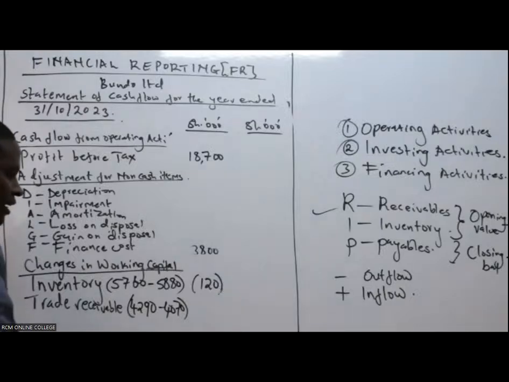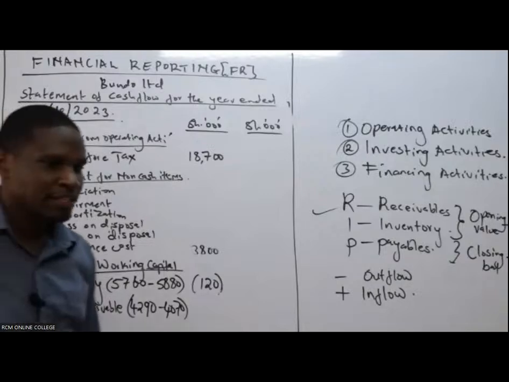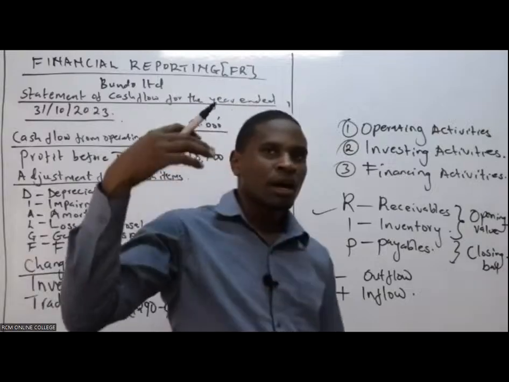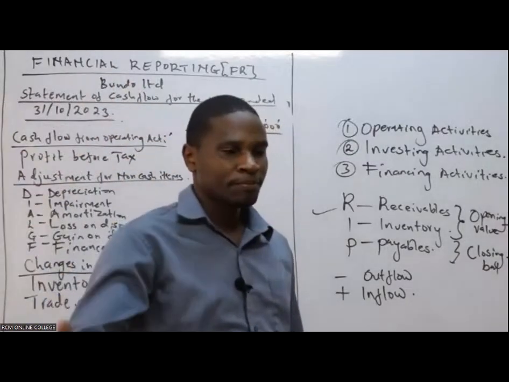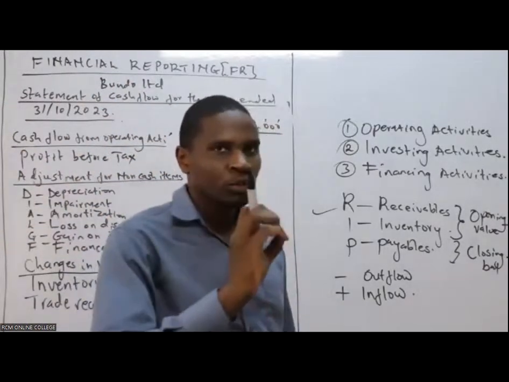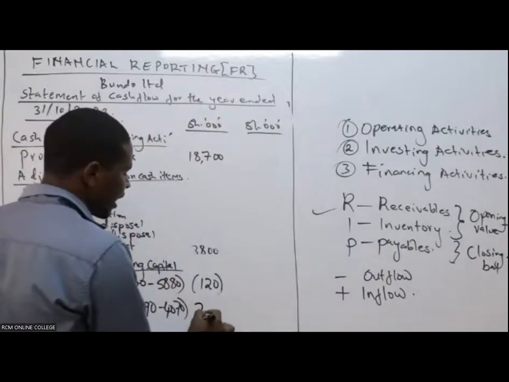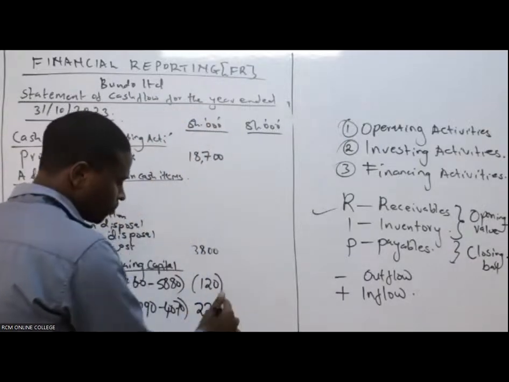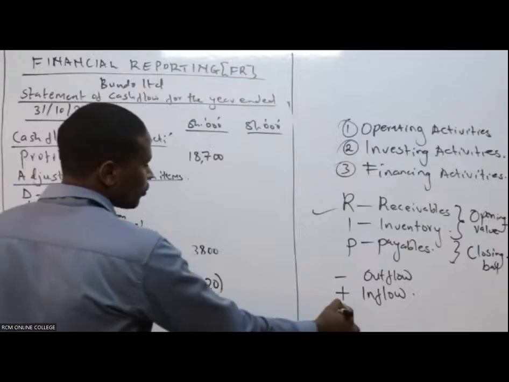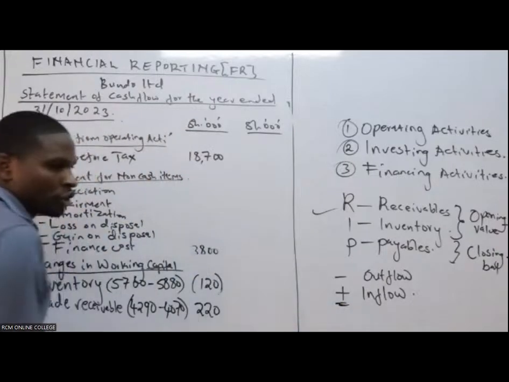4290 minus 4070. Sio? 4290 minus 4070. Nipatie hiyo difference. Your difference, najua it's a positive. That means those people who owed us, they paid us amount equivalent to what you are giving me there, 220, and therefore this is an inflow. So don't put a bracket, just put it because it's an addition to our cash.